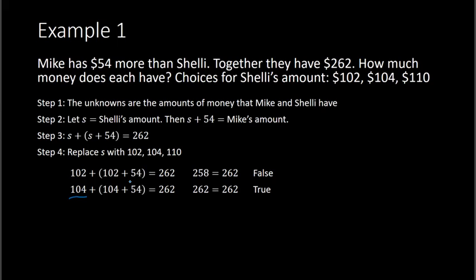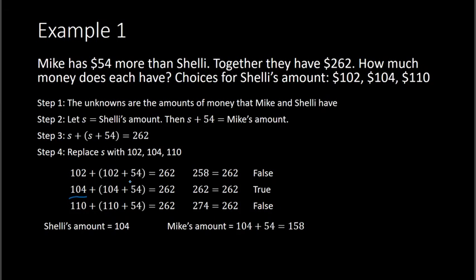Okay, we can double check with 110 to make sure. If we do that, we get 110 plus 110 plus 54, which is 274, which is not equal to 262. So that is a false statement. So my only solution is going to be 104. So Shelly's amount is 104, and Mike has 54 more than Shelly. So 104 plus 54 would be 158 for Mike's amount.